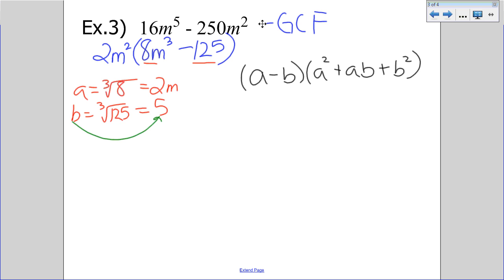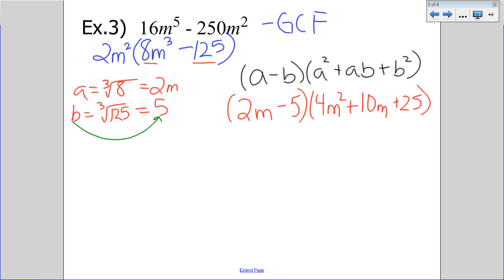Ladies and gentlemen, I think I see quite a few 2m minus 5. I then see 4m squared for that 2m squared, so 2 times 2 is 4. 2 times 5 is the 10m. And then I have to square 5, which is 25. Not our final answer, though. Why?